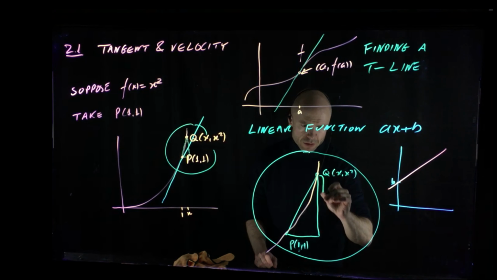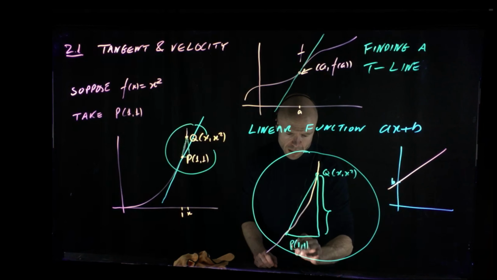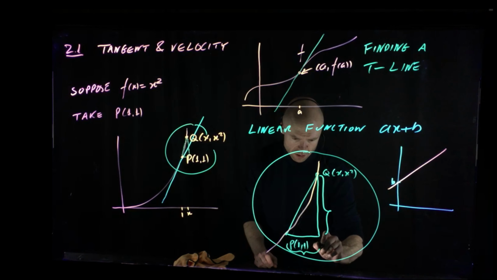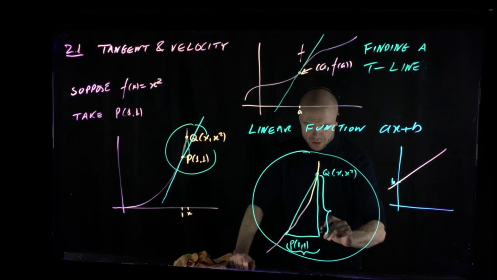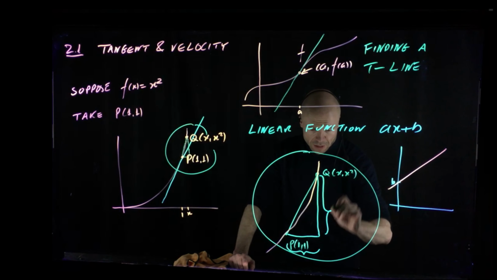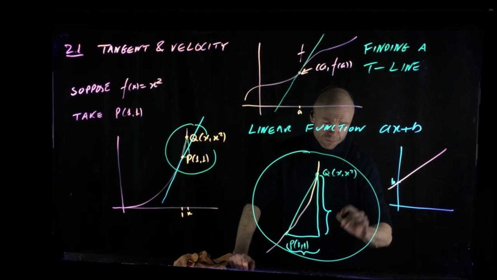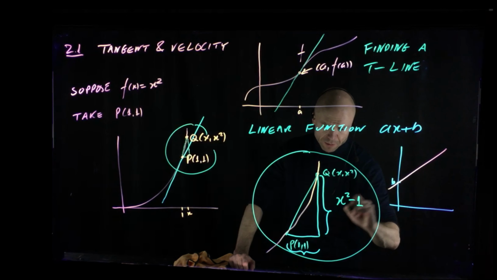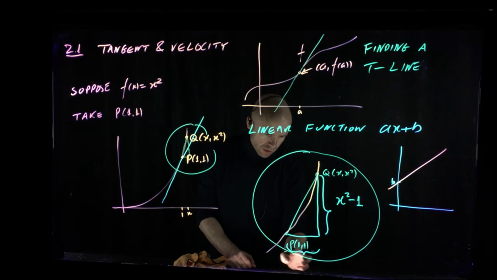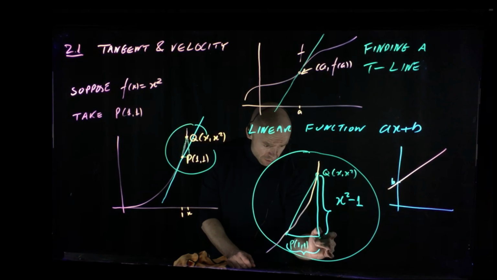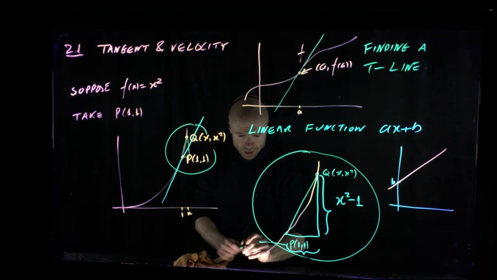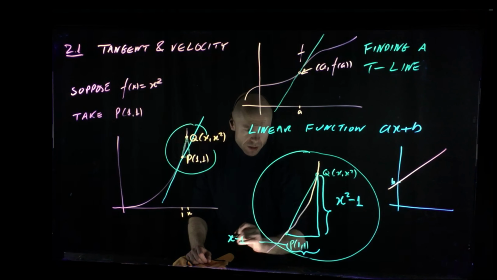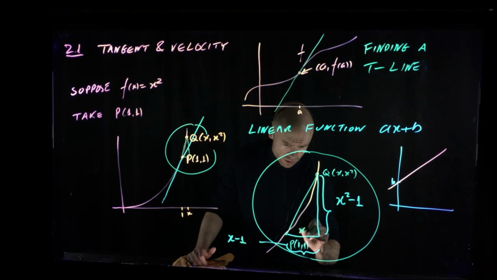And then we have to consider this distance and this distance, okay? So what is the vertical distance? Well, the y coordinate of Q is x squared, the y coordinate of P is 1, so this thing will have to be x squared minus 1, right? And what about this thing over here? Well, the x coordinate of Q is x, and the x coordinate of P is 1, so put that over here. So this will just be the distance x minus 1. This is x minus 1.